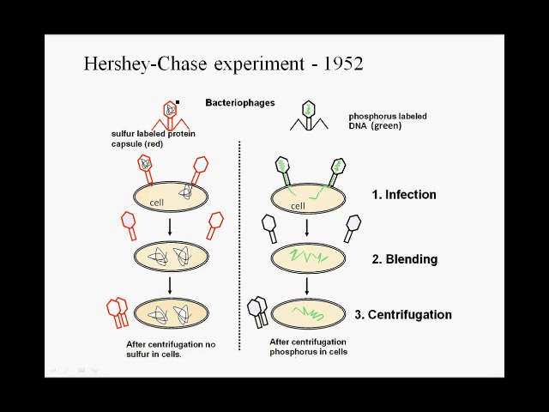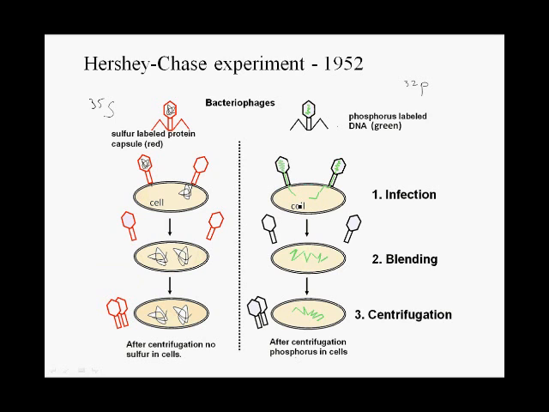They grew up these bacteriophage in either sulfur 35, that's a radioactive isotope of sulfur, or with phosphorus 32, which is a radioactive isotope of phosphorus. You should recall that sulfur 35 is going to label proteins but not DNA, and phosphorus is going to label DNA but not proteins. So we had bacteriophage either labeled with radioactive protein, where all their proteins had been made radioactive, or bacteriophage where their DNA had been made radioactive.